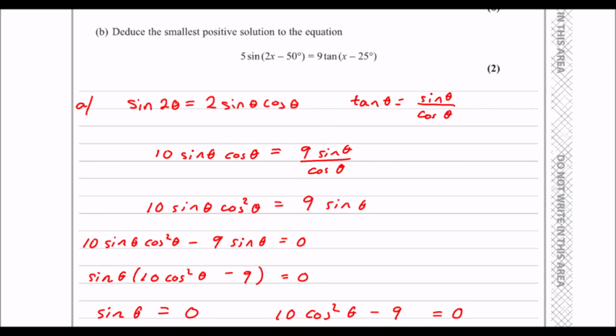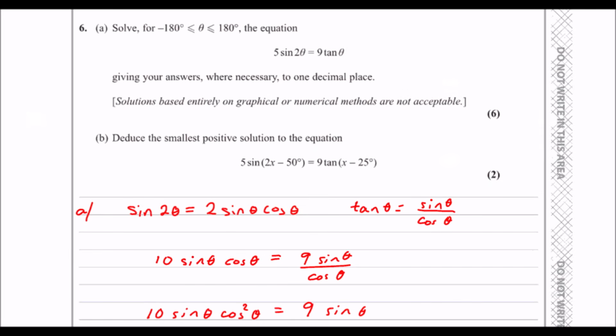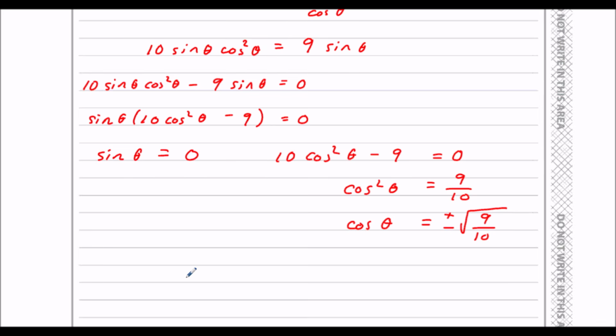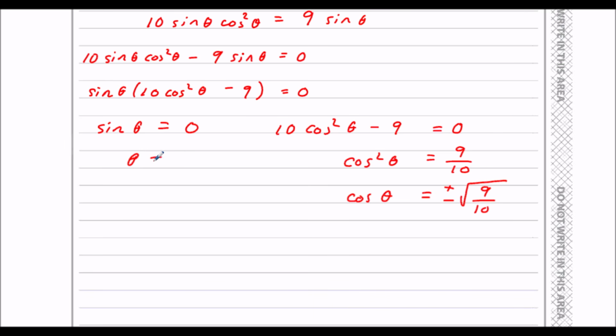We need to know all the ones between -180 and positive 180. So where's the sine graph equal to 0? Does it include these? Yes, it does. Sine starts at 0, and then it will be every 180 degrees. So theta can be negative 180, 0, and 180 degrees. So there are 3 answers there. Then we've got all of the answers that are going to come off this as well.